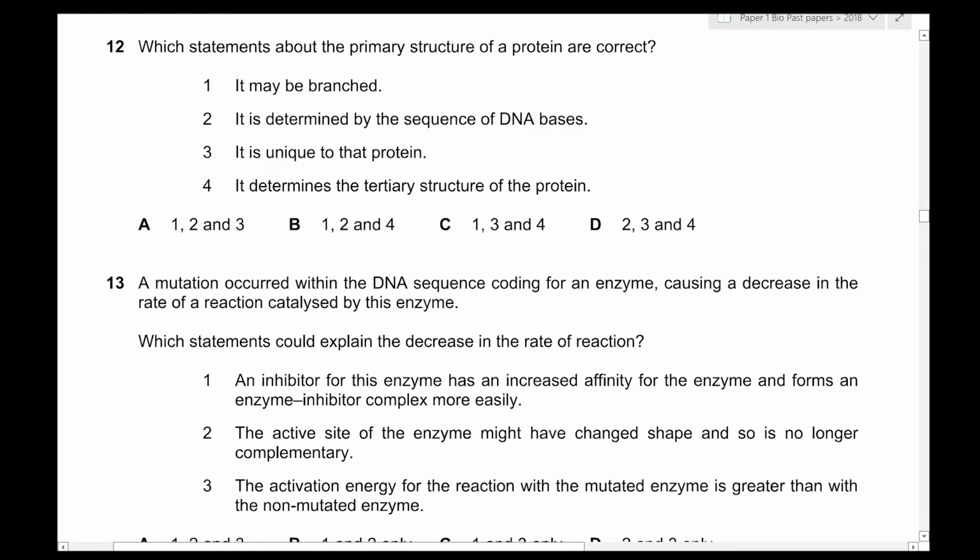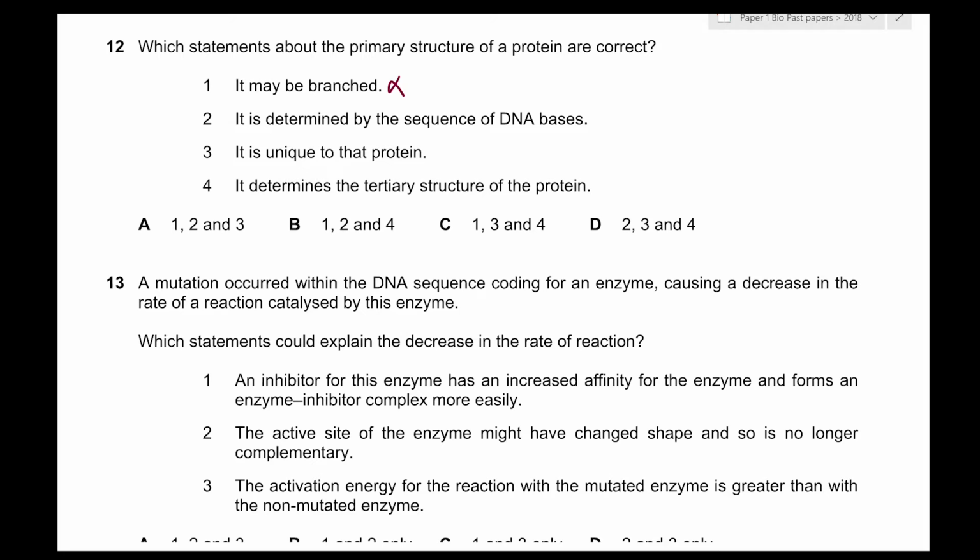Which statements about the primary structure of a protein are correct? 1. It may be branched. This is incorrect because the definition of primary structure in the first place is a linear sequence of amino acids. A linear sequence. It could never be branched. Therefore, this is incorrect.